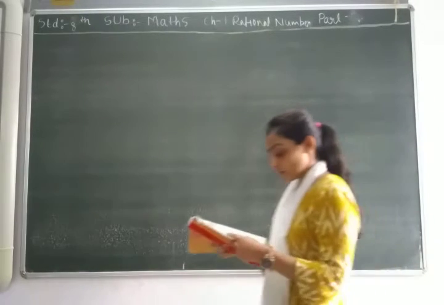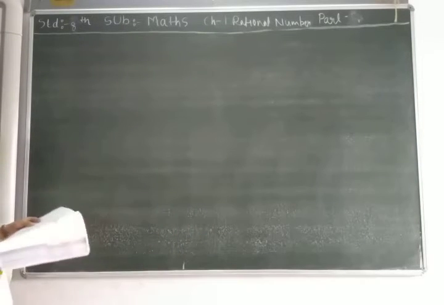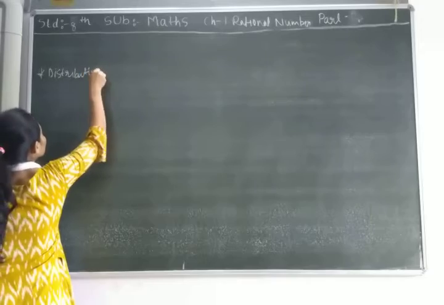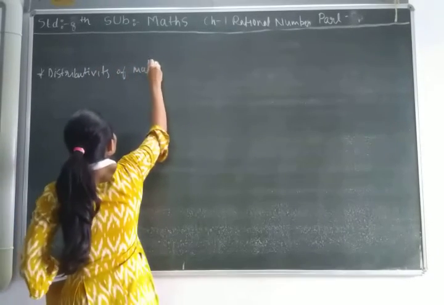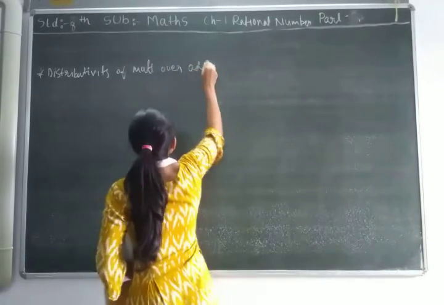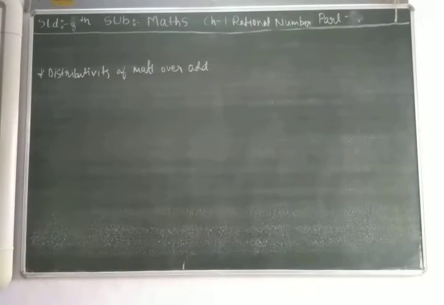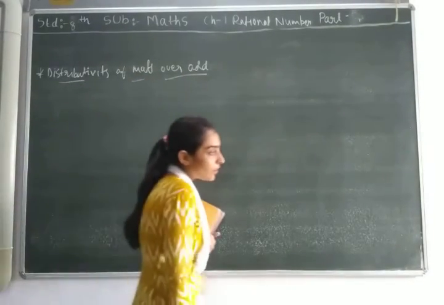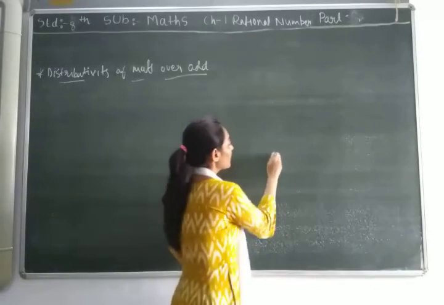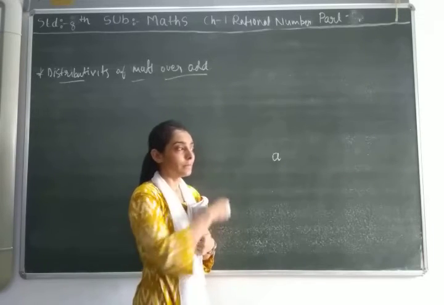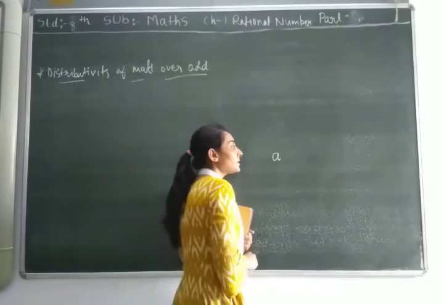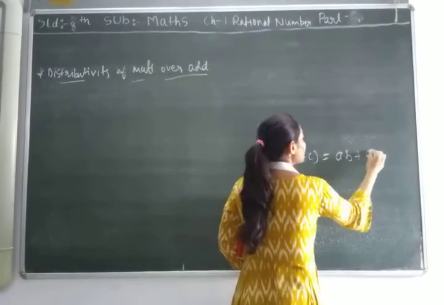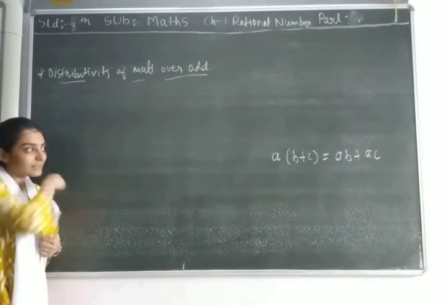Now, the next one is distributivity of multiplication over addition. Over addition. Okay. So you might have learned the distributive law of numbers like integers, whole numbers and natural numbers. What says A into B plus C equals AB plus AC. That is the distributive law. Okay, this is the distributive law.